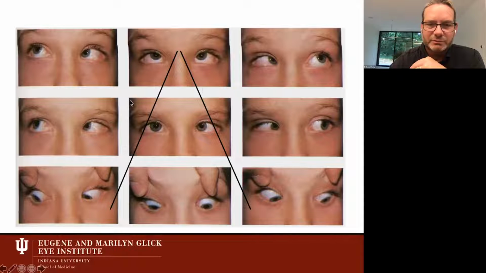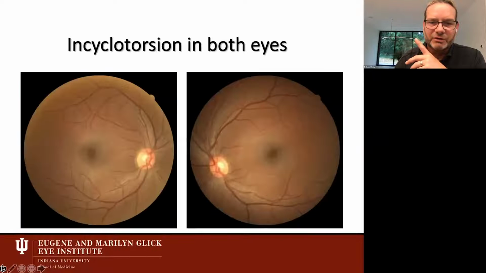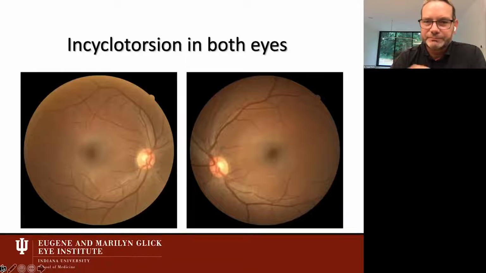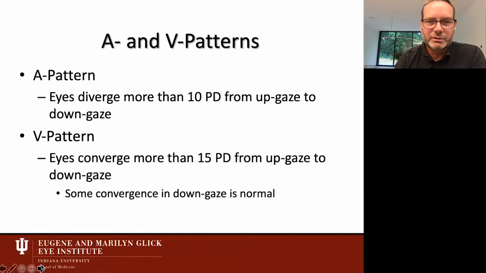Going backwards here. Let's just look at that photograph one more time. Okay, so incyclotorsion, both eyes. So we have incyclotorsion from the superior oblique. All right. And advance back to where we were.